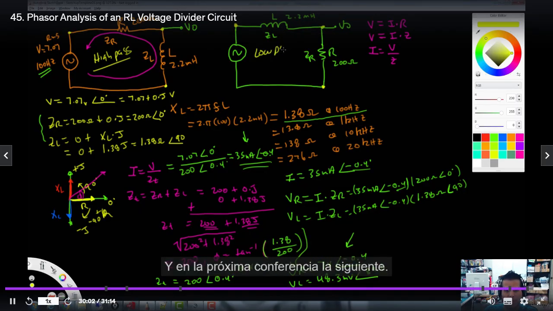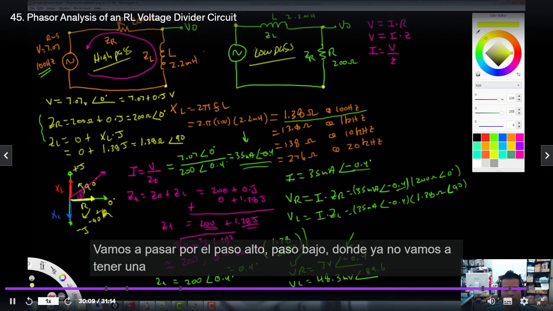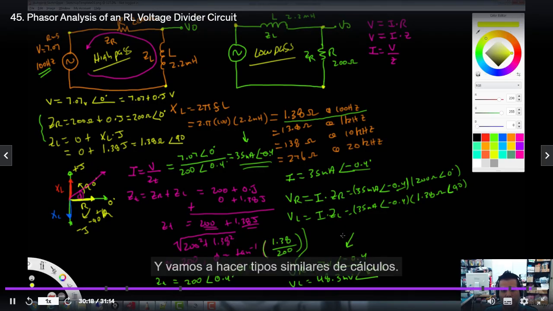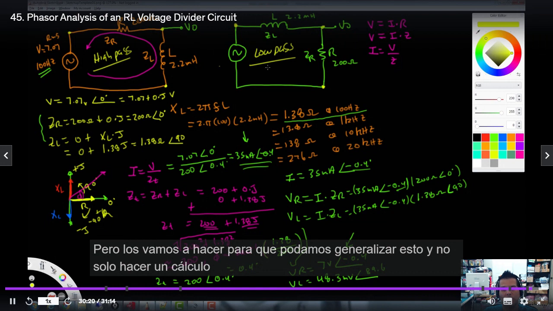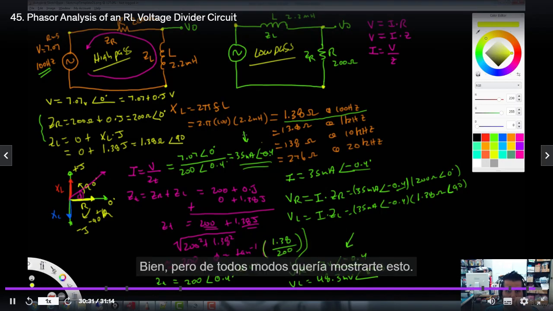In the next lecture, the next whole lecture where we're talking about a new subject, we're going to go through high pass and low pass where we're not going to have a fixed frequency anymore. We're just going to talk about this as an F, as a general variable, and we're going to do similar calculations, but so that we can generalize this and not just do one calculation at one frequency. So we're not going to be using these formulas for that case. We're going to use a different methodology. But anyway, I wanted to show you this so you can see it.